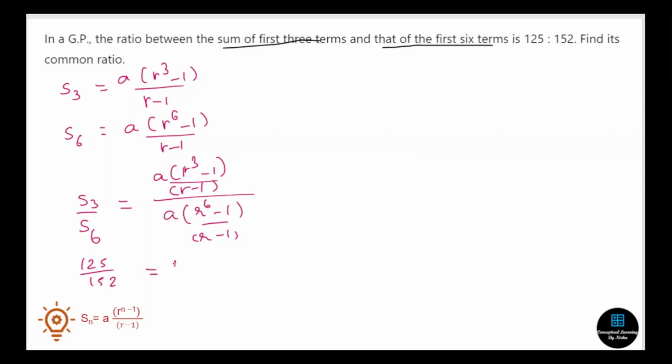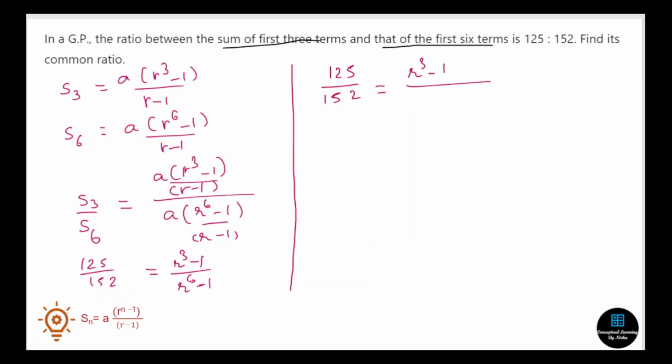So what I'll get here is r cube minus 1 upon r power 6 minus 1. Now I can write this as 125 upon 152 equals. Now the denominator I can factorize using the a square minus b square identity. Keep the numerator same. Now this is r cube square minus 1 square.